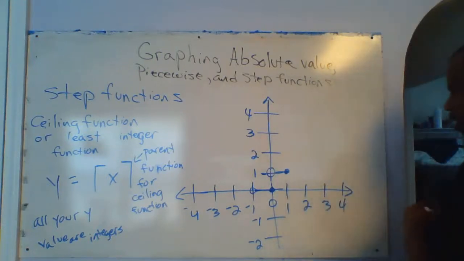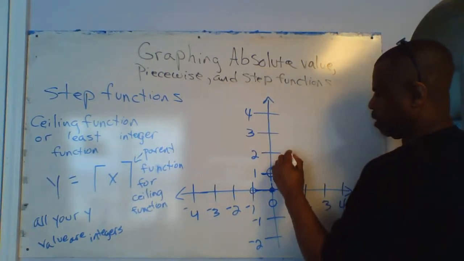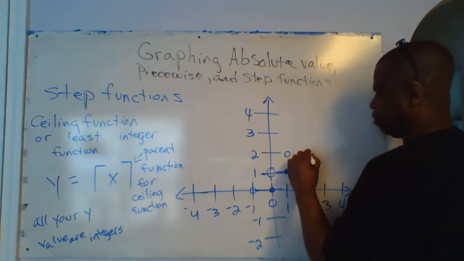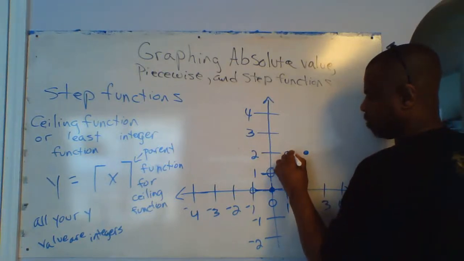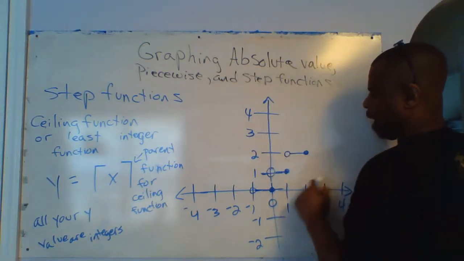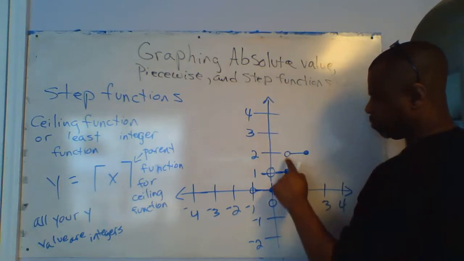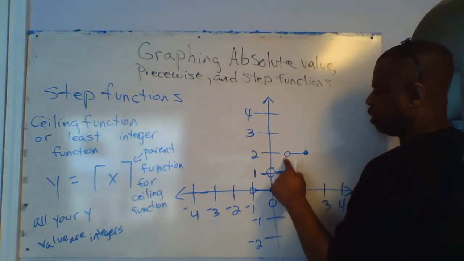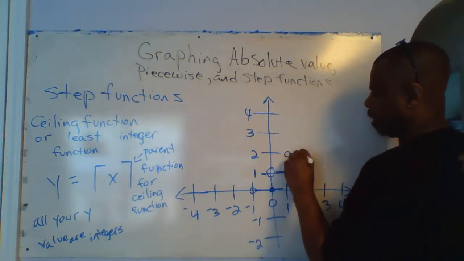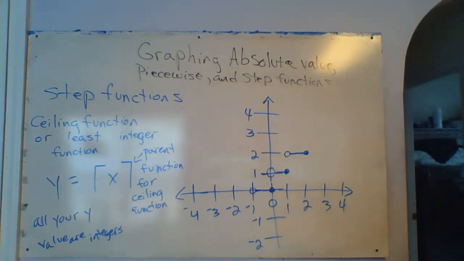So then here, I'm just going to go up here, put an open circle here, and I'm going to go to 2, because 2 is your ceiling at 2. That's the highest value it can be. So everything below it has to be 2. So from 2, but not including 1, in that interval, that has to be 2.